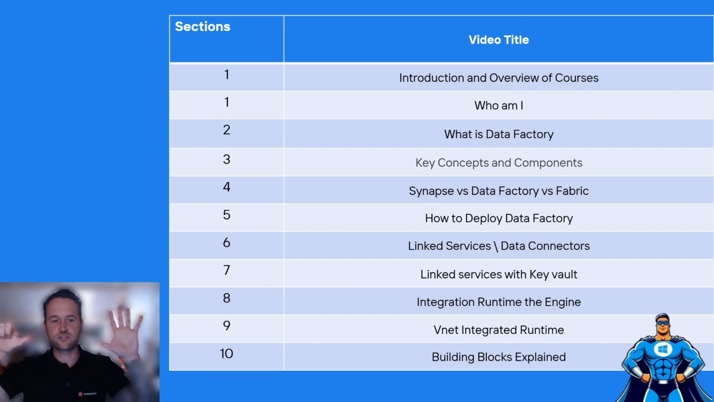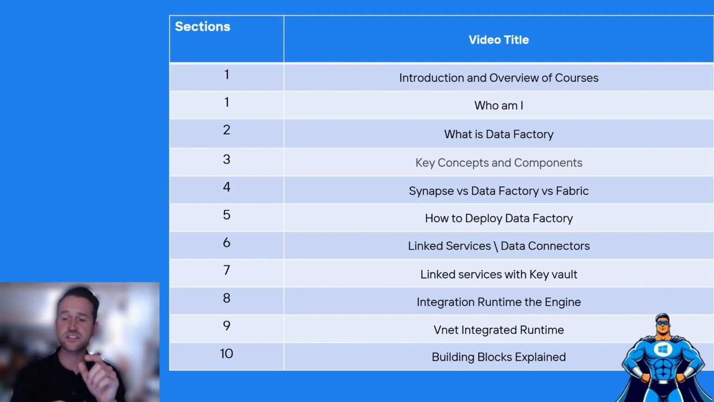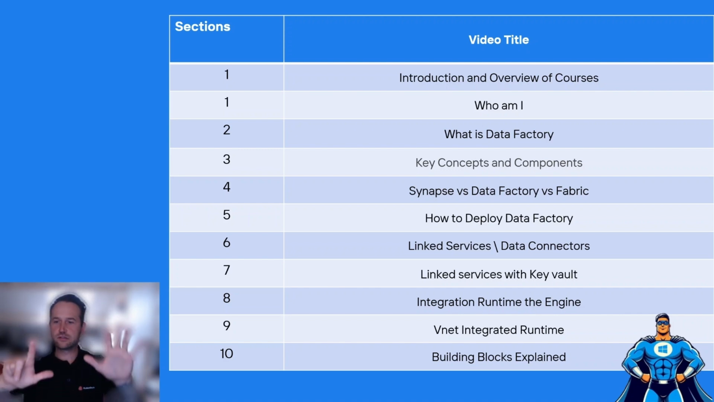Section 6, I'm going to run out of fingers. I should have all my fingers. I've got 10 fingers, so that works. Section 6: linked services and data components. It's good to go through them to understand how you use them, why they're there, and the differences between some of them.